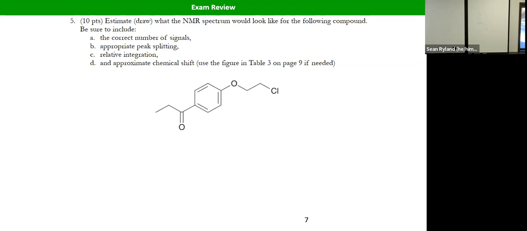This carbon's got four nearest neighbors, and it's going to have an integration of two. Then it's probably this one, two nearest neighbors, integration of two. Two nearest neighbors means it'll be a triplet. Also a triplet, integration of two, but directly attached to an oxygen, that's probably more deshielded, further away from zero, further to the left.